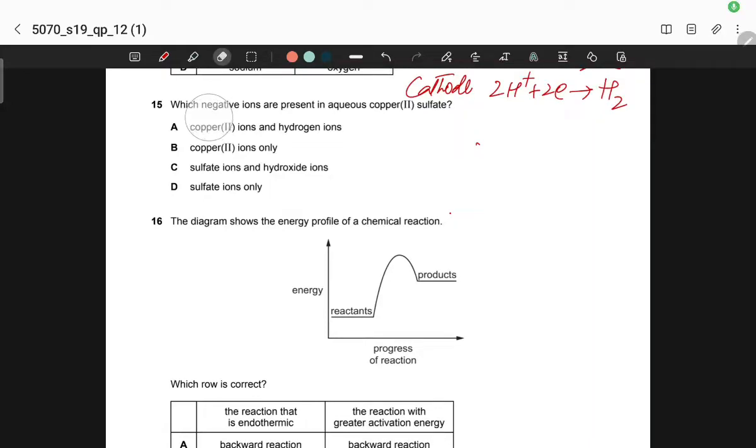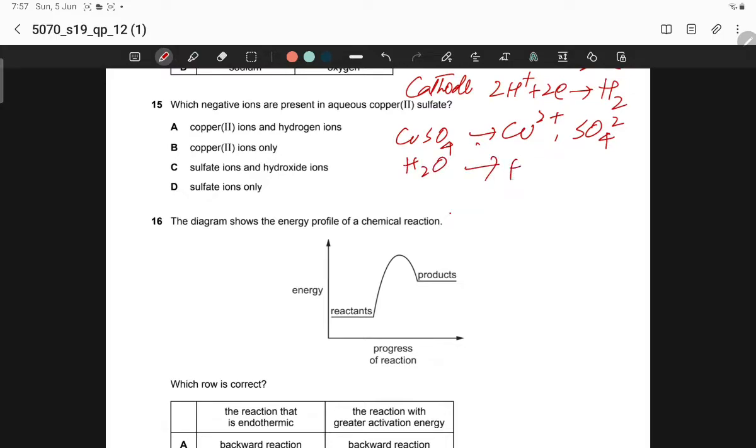Number 15. Which negative ions are present in aqueous copper 2 sulfate? Copper sulfate: Cu2 positive, SO4 2 negative.